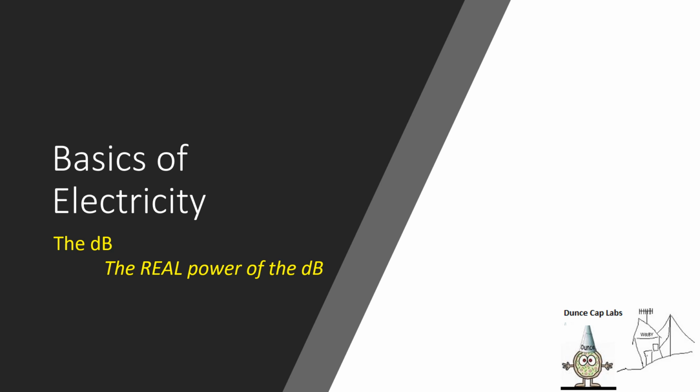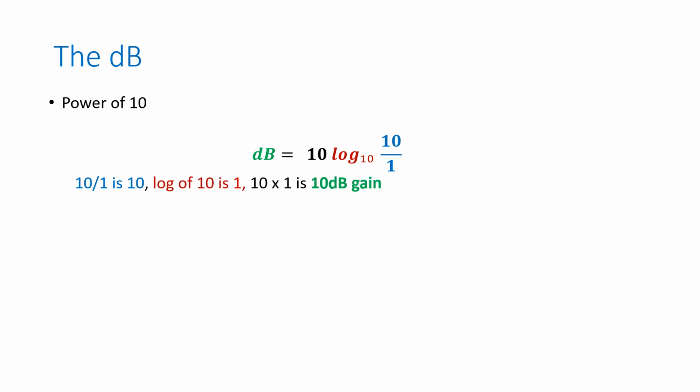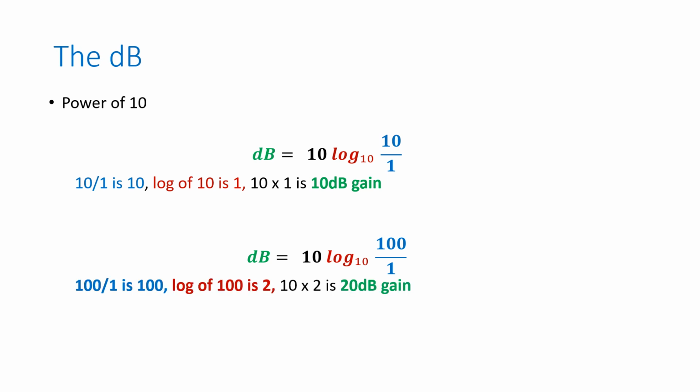Now I want to show you the real power of the dB. Let's say I have an amplifier, I put a watt in, I get 10 watts out. So I have 10 times the power. So my power ratio is 10. I do the math. 10 divided by 1, of course, is 10. The log of 10 is 1. 10 times 1 is 10. So I have 10 dB gain. How many dB of gain do I have if I have 100 times power change? The math shows us I now have 20 dB of gain.